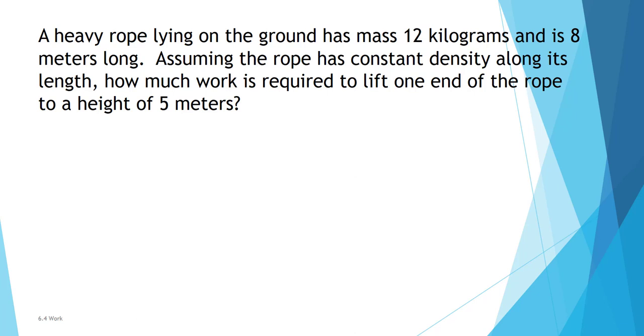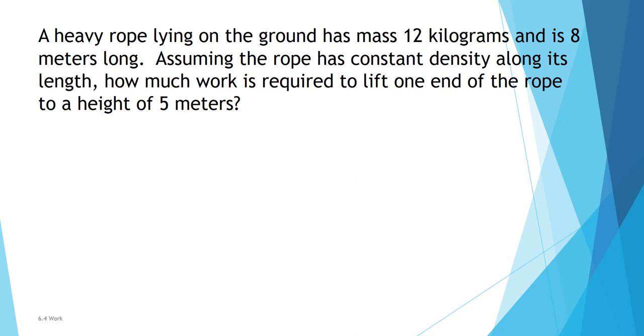Here's a different type of example about work. A heavy rope lying on the ground has mass 12 kilograms and is 8 meters long. Assuming the rope has constant density along its length, how much work is required to lift one end of the rope to a height of 5 meters?